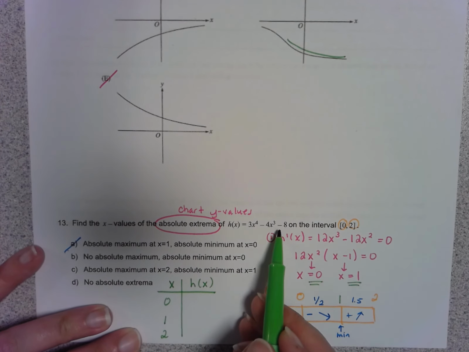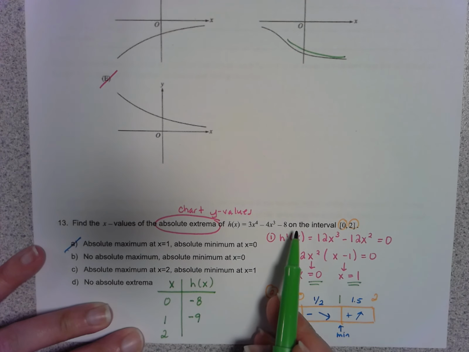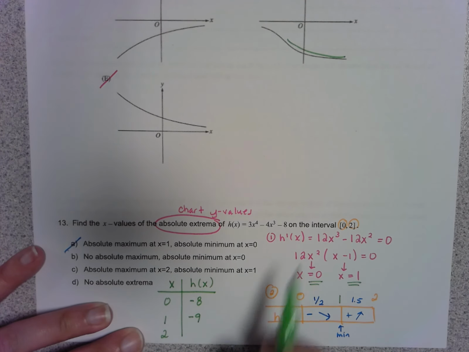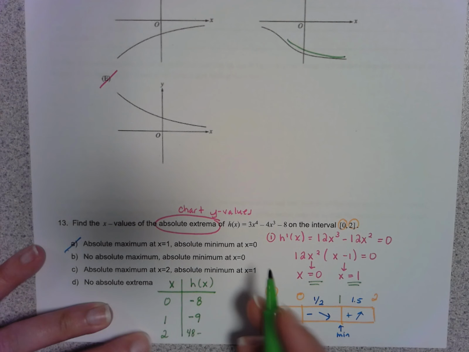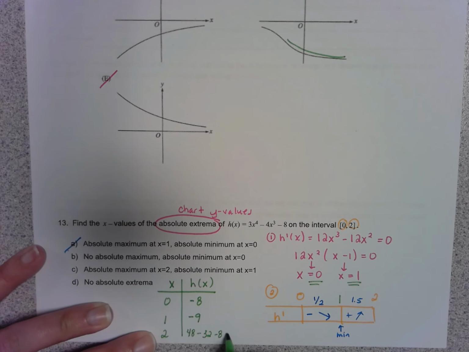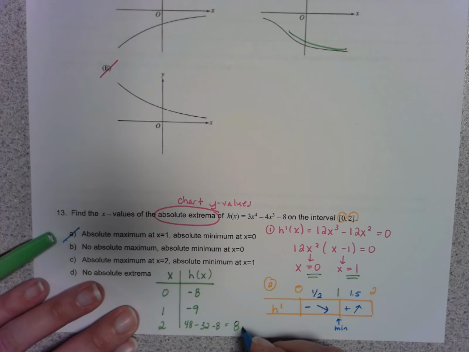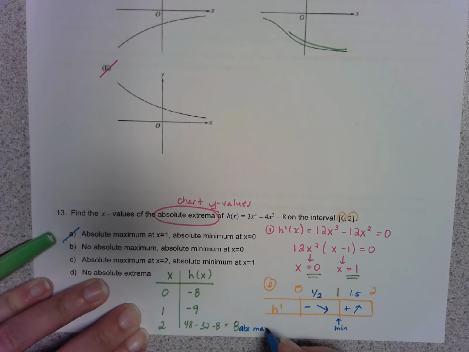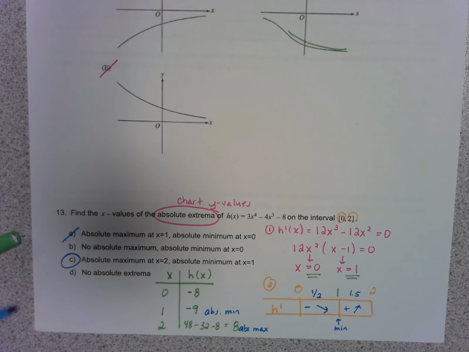If I plug 0 into h of x, I get negative 8. If I plug 1 into h of x, I get negative 9. And if I plug 2 into h of x, I get 16 times 3 is 48, minus 2 cubed is 8, minus 4 is 32, minus 8, which makes 48 minus 8 is 40, minus 32 is 8. So it looks like my absolute maximum would be at 2, and my absolute minimum would be at 1, which means I'm going to choose option C.